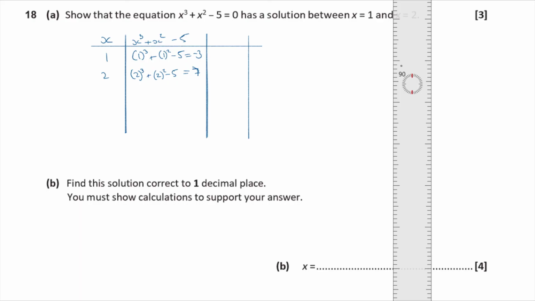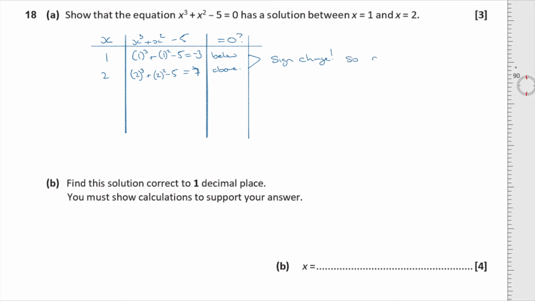Okay, so were they equal to 0? No, this one was below, this one is above. So if one was below and one was above, then in between, there's a sign change. So therefore the solution must be between those two. So the solution lies between x equals 1 and x equals 2. Okay, so we've kind of proved that first part.